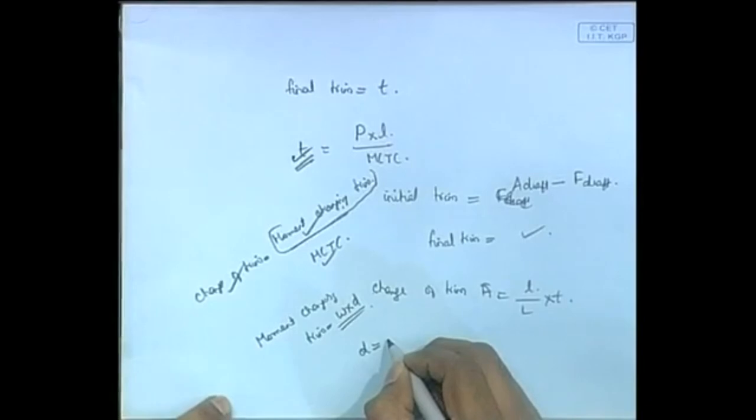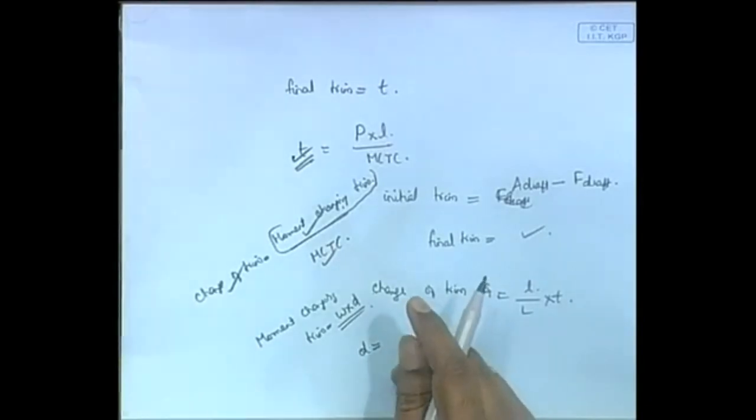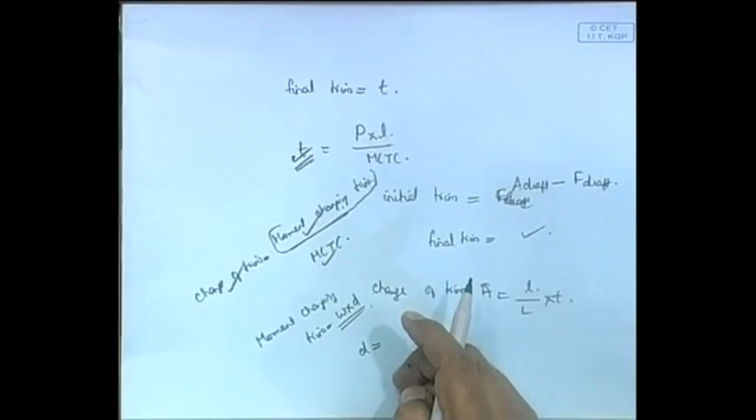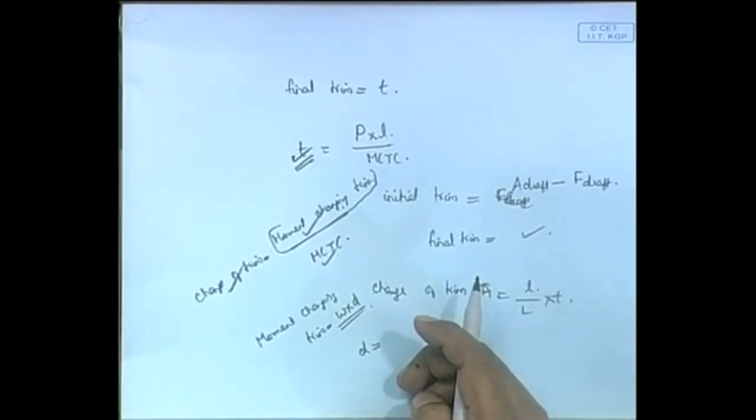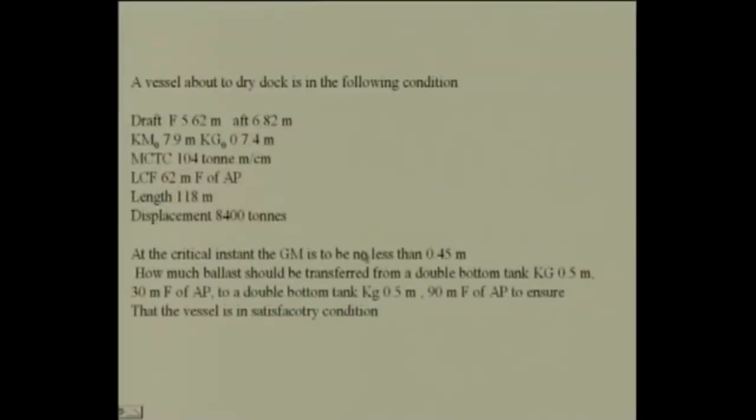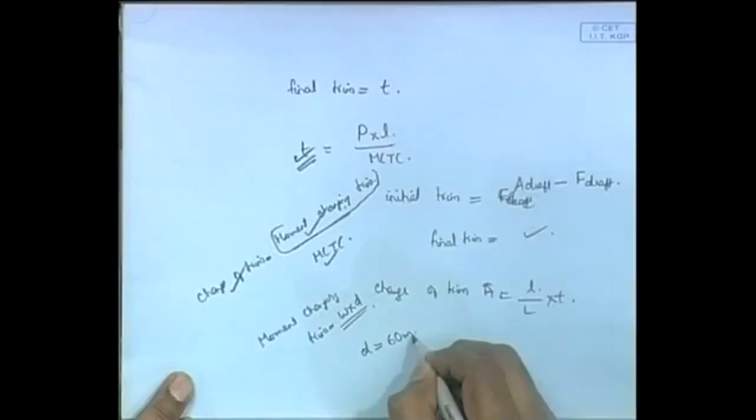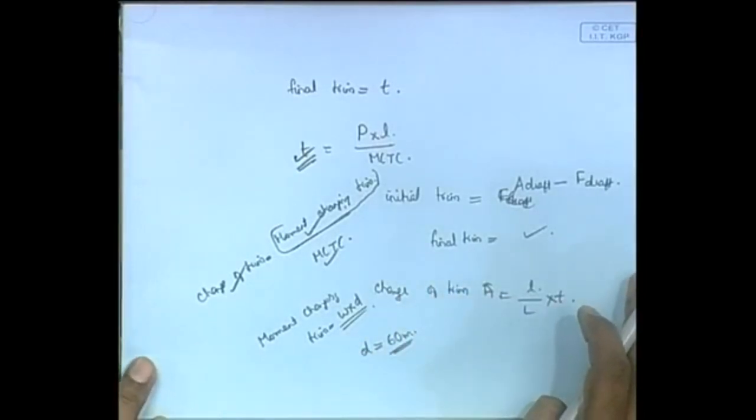In this particular problem, the KG of the tank is extra information, I do not think we need that. The KG of the tank is not needed, this is additional. What you need is that it is transferred from 30 meter forward of AP to 90 meter forward of AP. So, the distance through which it is moved is 60 meters. Therefore, D is 60 meters. So, W into D will give you your answer.